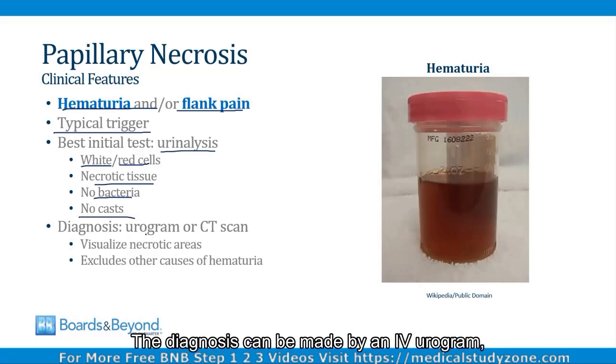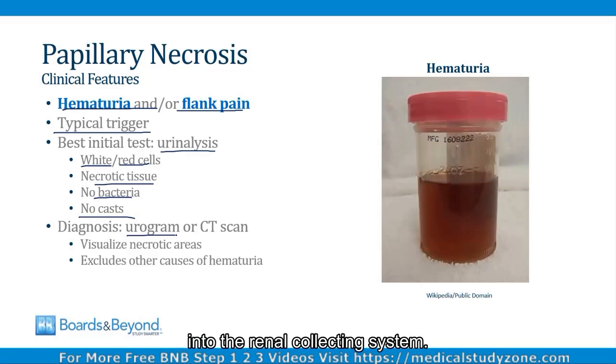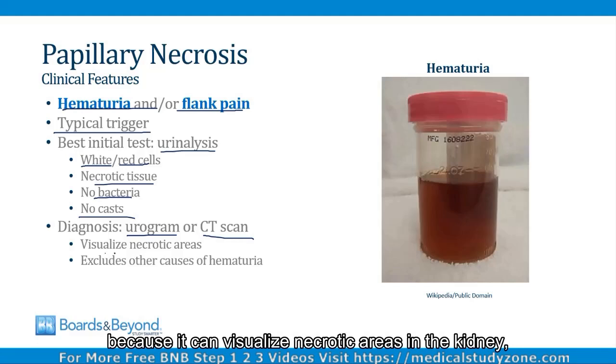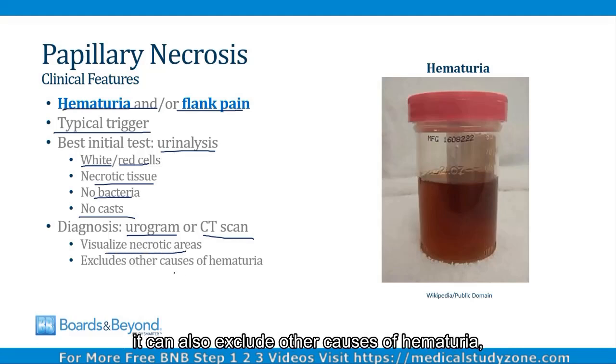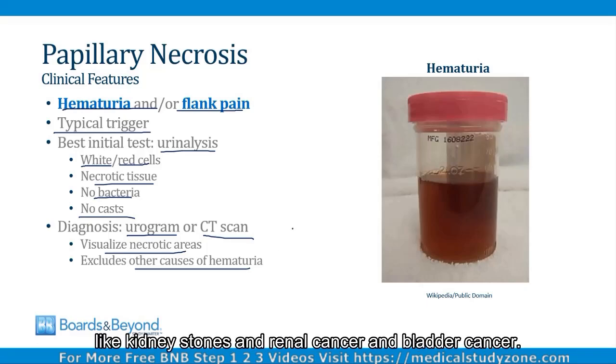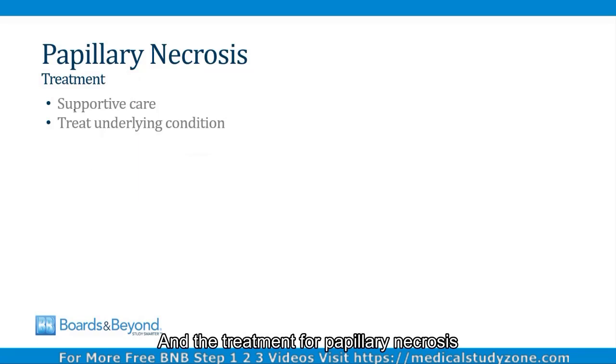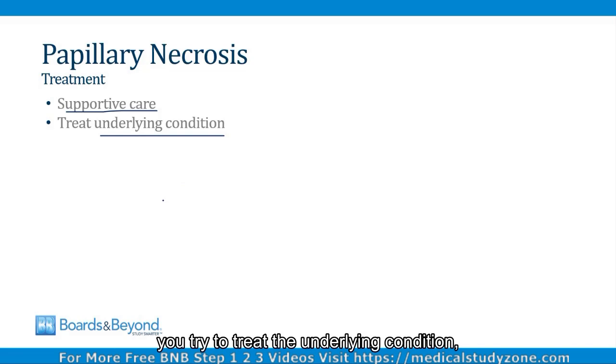The diagnosis can be made by an IV urogram, which is a test where dye is injected into the renal collecting system. It can also be made by CAT scan. And CAT scan is often particularly helpful because it can visualize necrotic areas in the kidney. It can also exclude other causes of hematuria like kidney stones and renal cancer and bladder cancer. And the treatment for papillary necrosis is simply supportive care. In general, whenever you can, you try to treat the underlying condition. For example, stop the NSAIDs or treat the sickle cell anemia. And that concludes our module on tubulointerstitial diseases.